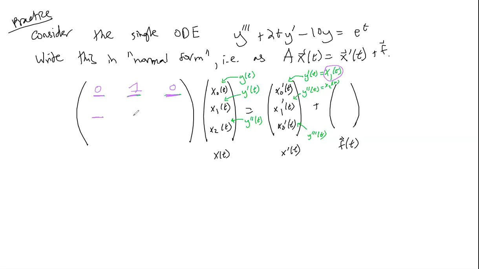And then the second column, we want a linear combination of x0, x1, and x2 to give us x2 of t. So that should be 0, 0, 1. 0 x0, 0 x1, and 1 x2 gives us x2. Okay, and now the third column, we want a linear combination of x0, x1, and x2 to give us y triple prime. And here's where we're going to use this ODE, right? So we want a linear combination of y, y prime, and y double prime to give us y triple prime.